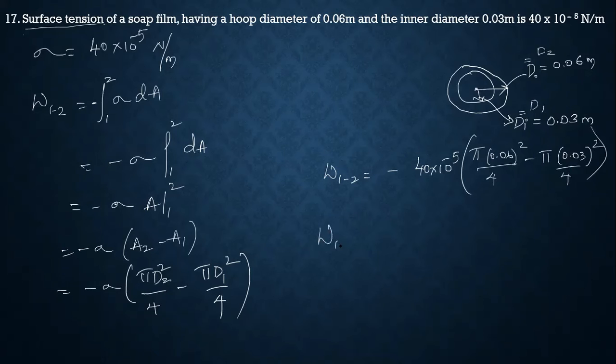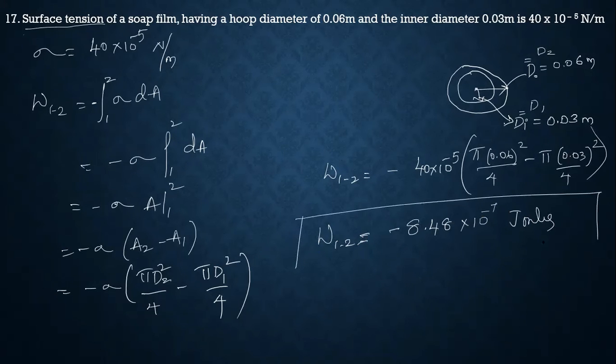Then after substituting, for the change in area of the film, you will get minus 8.48 into 10 to the power of minus 7 joules. This is the work done based on the given data.